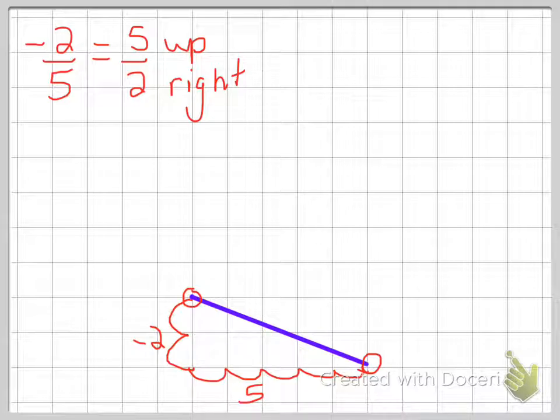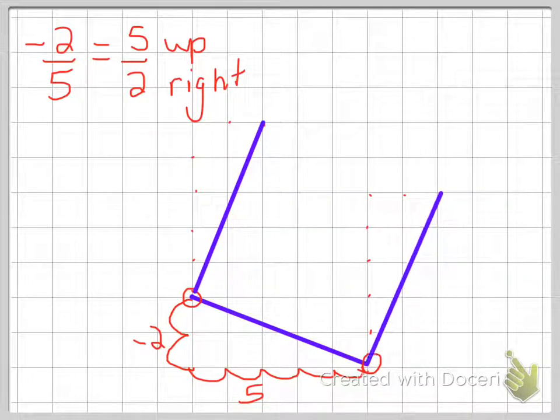I'm going to go up 5 and to the right 2. So 1, 2, 3, 4, 5, and right 1, 2. And that's where I'm going to put my line segment. You would use a ruler to do this. And again, on the other side, I'm going to count up 1, 2, 3, 4, 5, and to the right 2. And that's where my other line segment goes. And again, you would use a ruler. And now I just need to connect that last side, and I have my square.